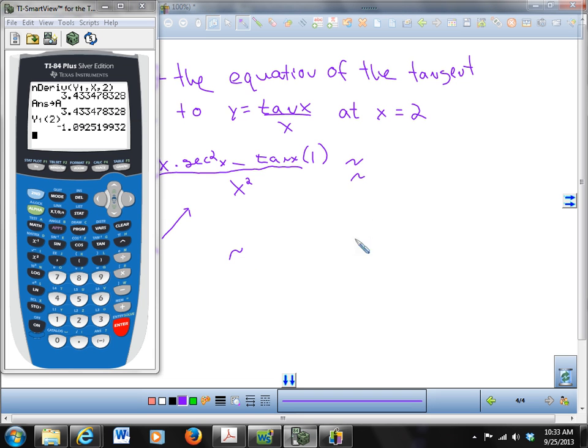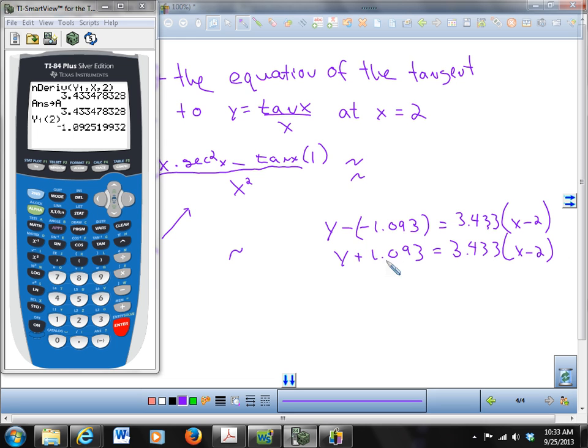Oh, good. So now your tangent line is just going to look like y minus negative 1.093, take it to 3 decimal places, equals m, which is 3.433, x minus 2. So that'd be the equation of the tangent line: y plus 1.093 equals 3.433 times x minus 2.